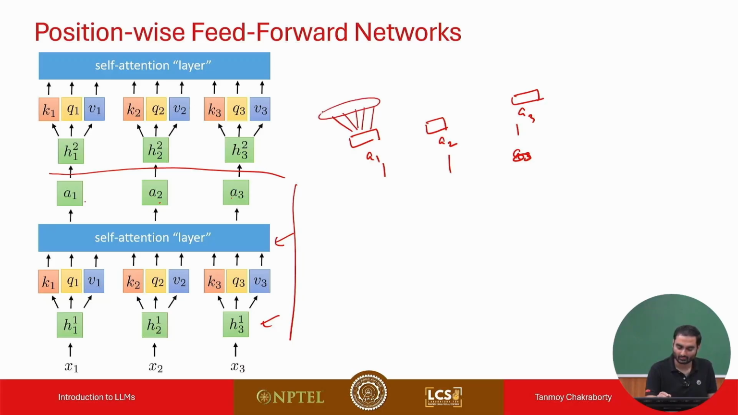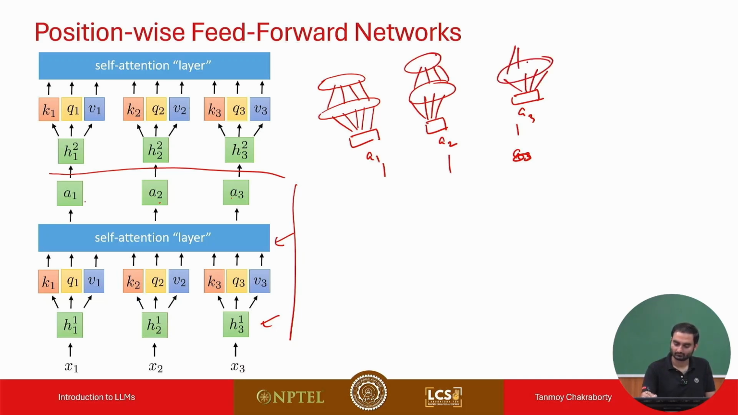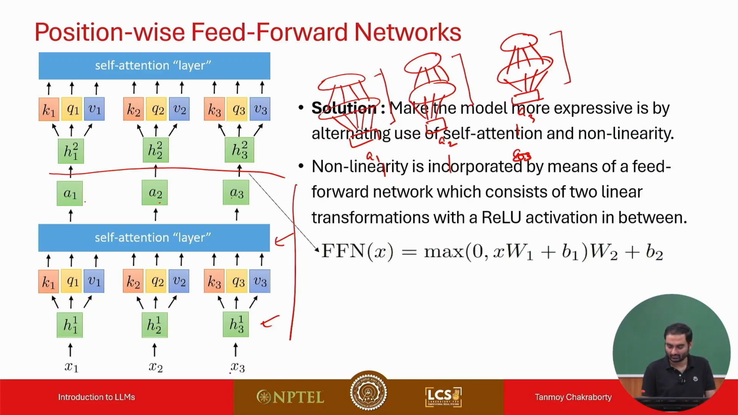It's a two layer kind of, one hidden layer, right? Something like this. So this is a feed forward network. There are two layers. So what it will do? It will essentially do this thing.